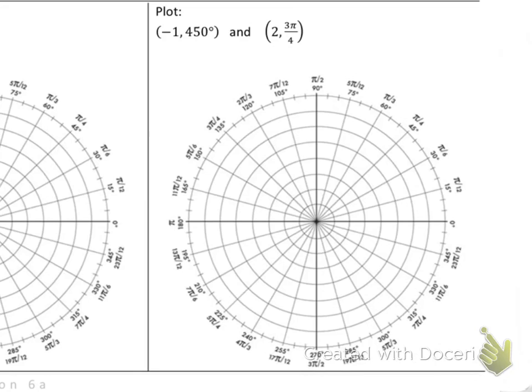Our next one is -1, 450 degrees. What I'm going to notice there is I have to go all the way around 1 full revolution and a little bit further. I don't like going around a million times. So what I'm going to do is I'm going to say, hey, rather than 450, let's do 450 minus that extra revolution of 360, which is just going to give us 90 degrees.